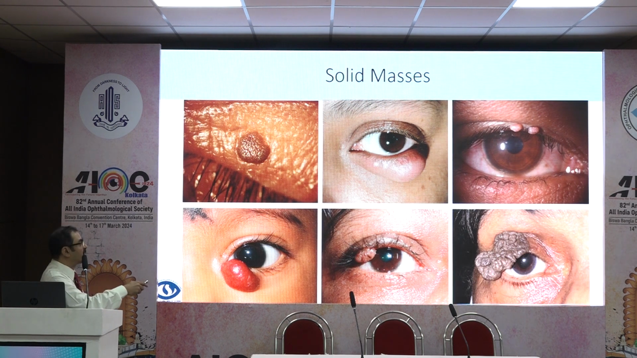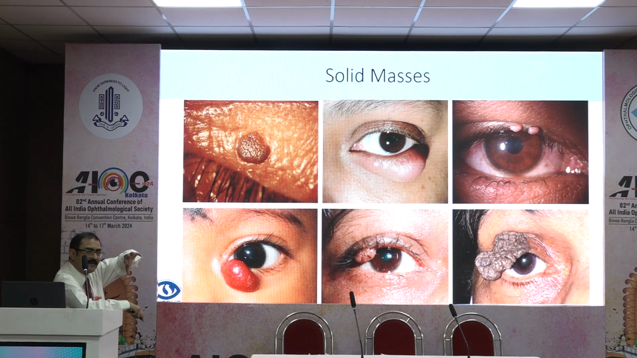Now we'll come to solid masses. You've again been seeing these masses. Okay. What is this? Okay, let's start with the first one. What is this? Madam described it. Cerebriform surface. Sometimes they're very dirty looking, stuck on. So this is the seborrheic keratosis. It's called cerebriform because it looks like the kernel of a walnut or your brain, right?